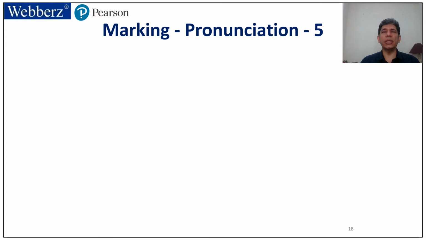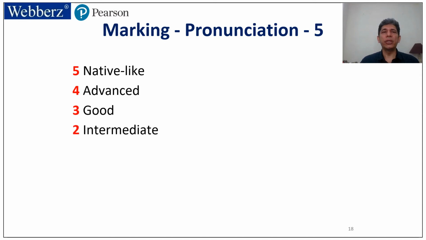The pronunciation is also marked out of 5. I have made a separate video explaining the pronunciation mechanism of PTE. 5 marks are awarded when the pronunciation is native-like, 4 when it's advanced, 3 for good, 2 for intermediate, 1 for intrusive, and 0 for non-English.